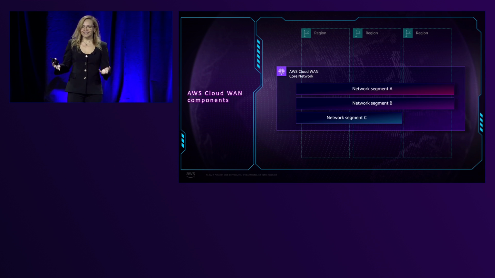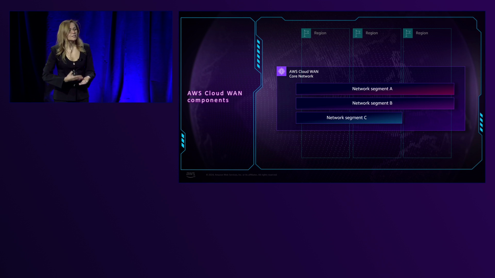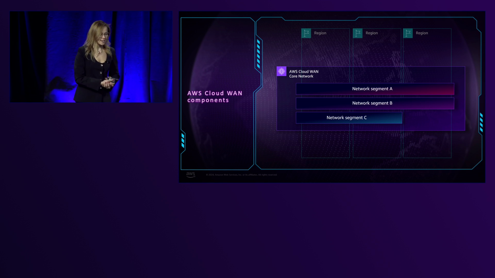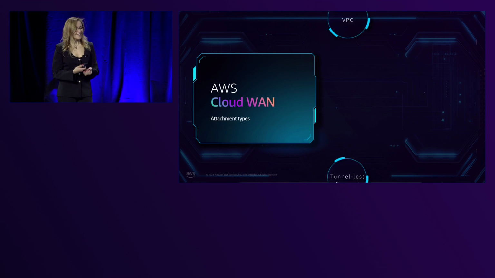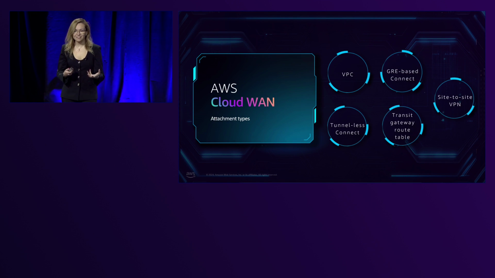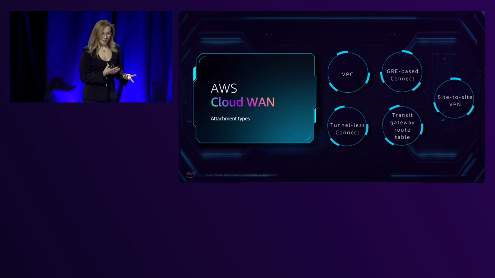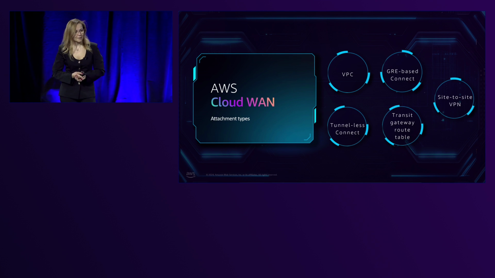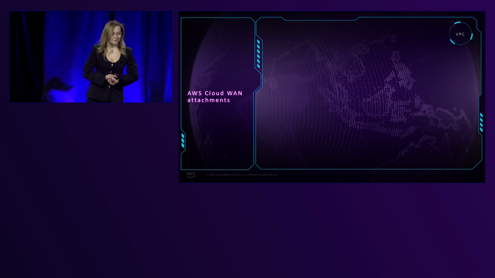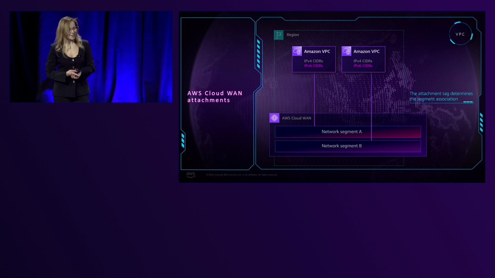Now, once you've configured the policy, you get to express that intent in terms of global segmentation. And global segmentation is a very common type of need for global networks. Then you create attachments, and Cloud WAN now actually supports 5. We're going to start with the foundational ones, and we're going to get to the new one in a second. VPC, GRE-based Connect attachments, tunnel-less Connect, Transit Gateway route table, and site-to-site VPN. Let's review every single one of them, just to make sure we're all aligned and on the same page.